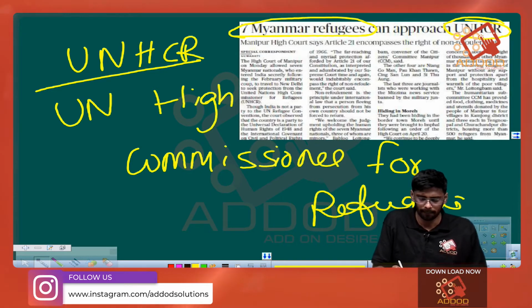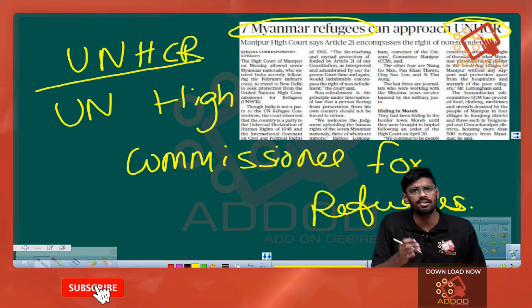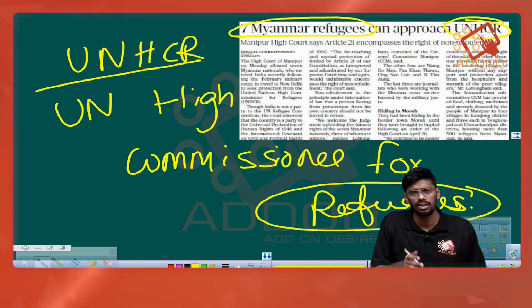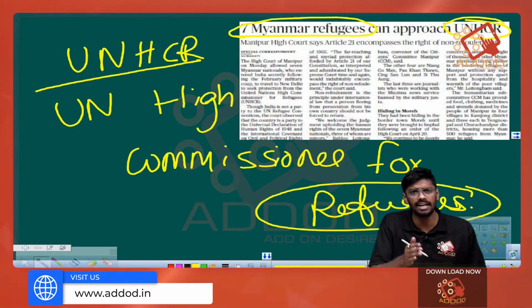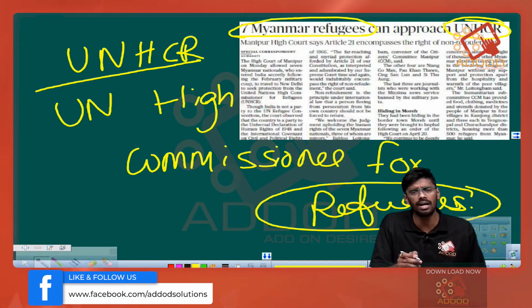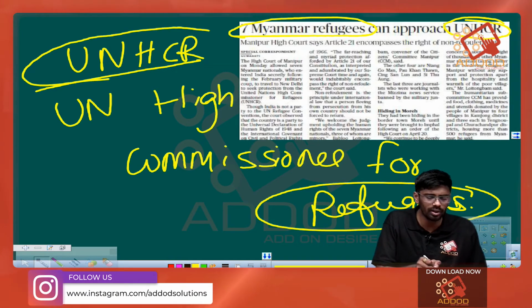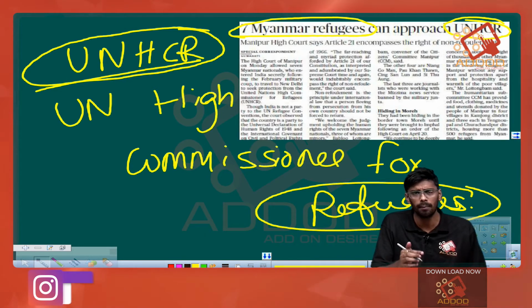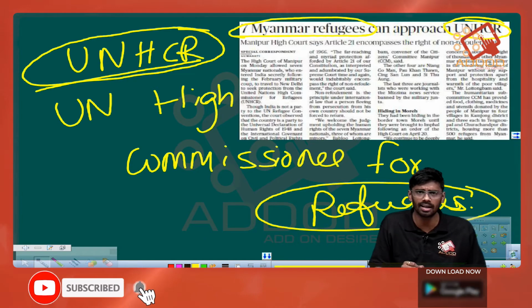So, by the name you can understand that this is an organization that will deal with the refugees. So, this is an organization that intends to support the refugees, that intends to promote and safeguard the rights of refugees. And also, as we are talking about the UNHCR, we should know about an index or a report being provided by the UNHCR every year.